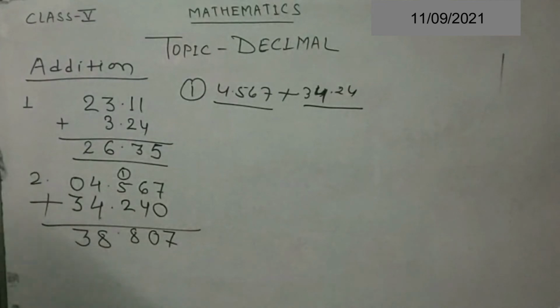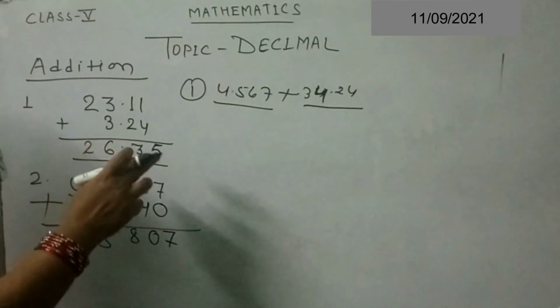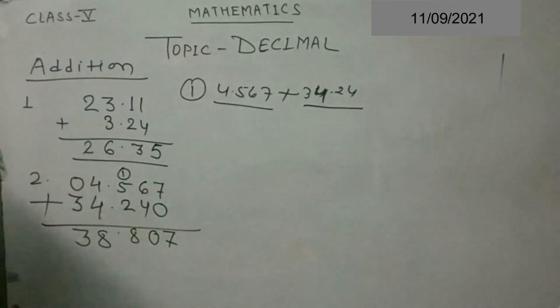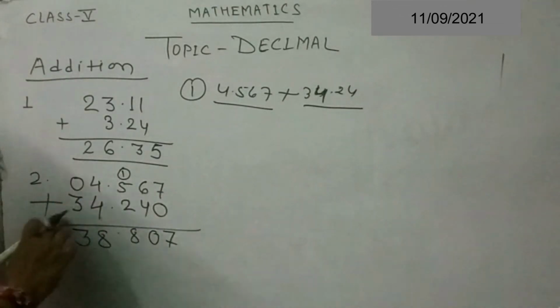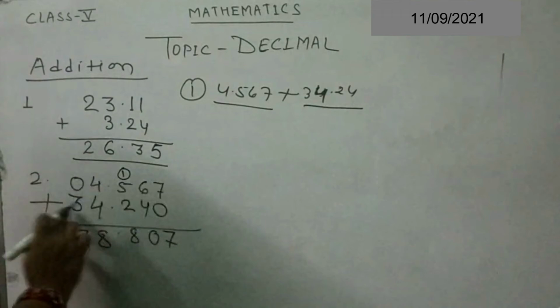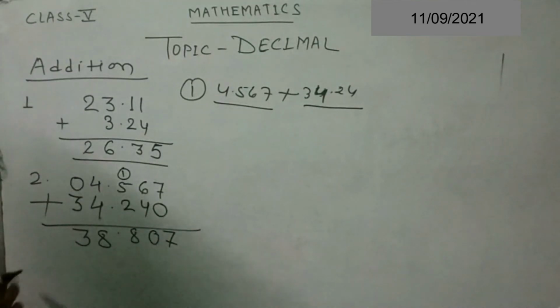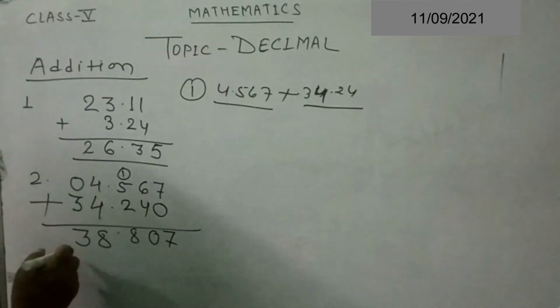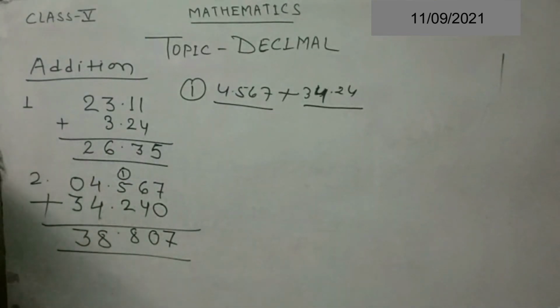So in addition, what we have to do? First, I told you, you have to write down the numbers one under the other with the decimal points lined up. If no number is there, then put in 0 so the numbers have the same length and you don't have any confusion. Then add using column addition and write the answer. That is your answer. Okay.